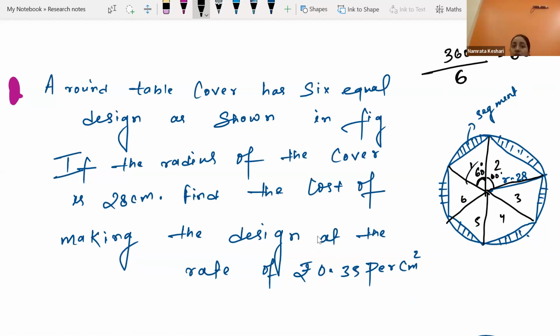Now we know the angle is 60-degree, so we will be able to find the sector area. Now we will not have any difficulty in finding the sector area.